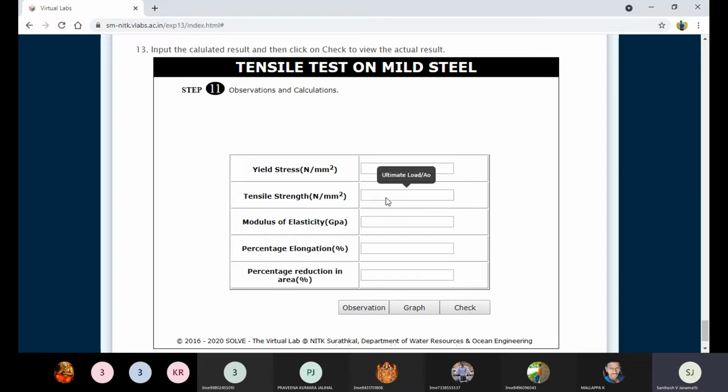Thereafter, similarly, tensile strength is equal to ultimate load. Here we need to take the ultimate load, which sometimes is 80 or 70 for the particular material. So 80 divided by, again, the original cross-sectional area of the sample. Simplify it and you will get some value that we call the ultimate tensile strength, or tensile strength, of the given sample. Modulus of elasticity, which means Young's modulus. How will you find out the Young's modulus?